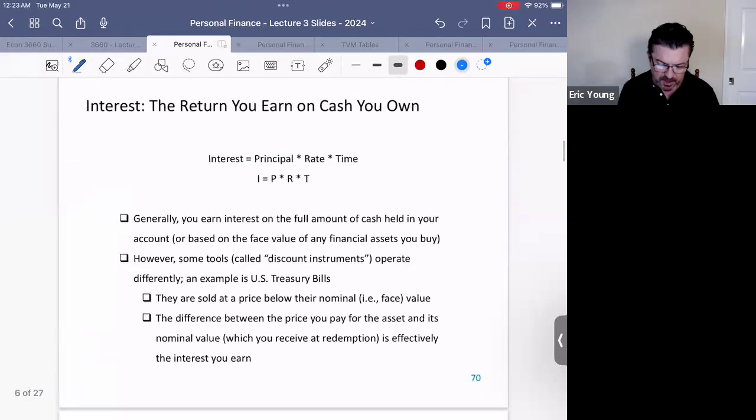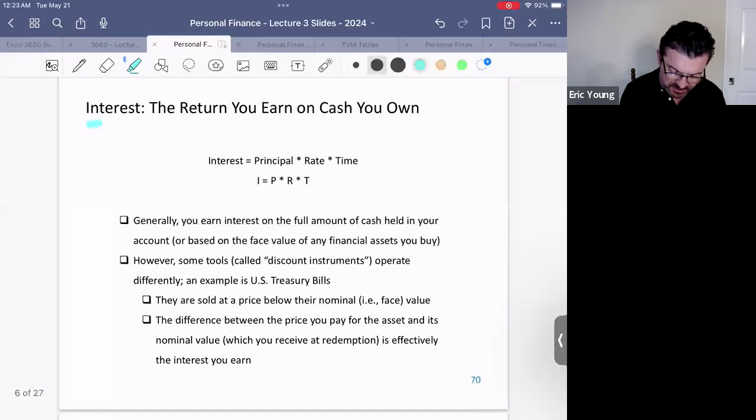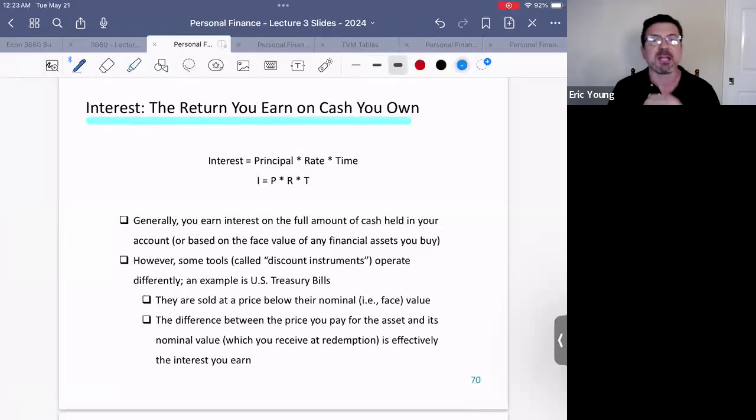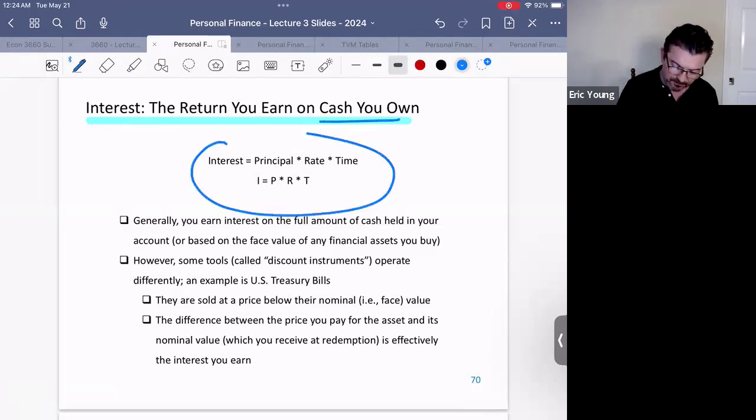Okay. Now, the final thing I want to discuss in cash management, and then we'll turn to credit, I do want to talk a little bit about interest. We've been saying that interest is the amount of money that you earn on cash that you own. You put money in the bank, you loan money out, you earn interest. So interest in the context of cash management is the return that you get on cash that you own. And here is the basic formula.